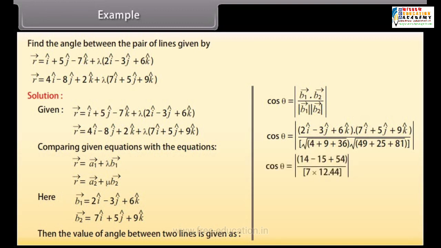Cos theta equals modulus of (14 minus 15 plus 54) divided by (7 into 12.44), which equals modulus of 53 by 87.08. Theta equals cos inverse of 53 by 87.08. Theta equals 52.51 degrees.